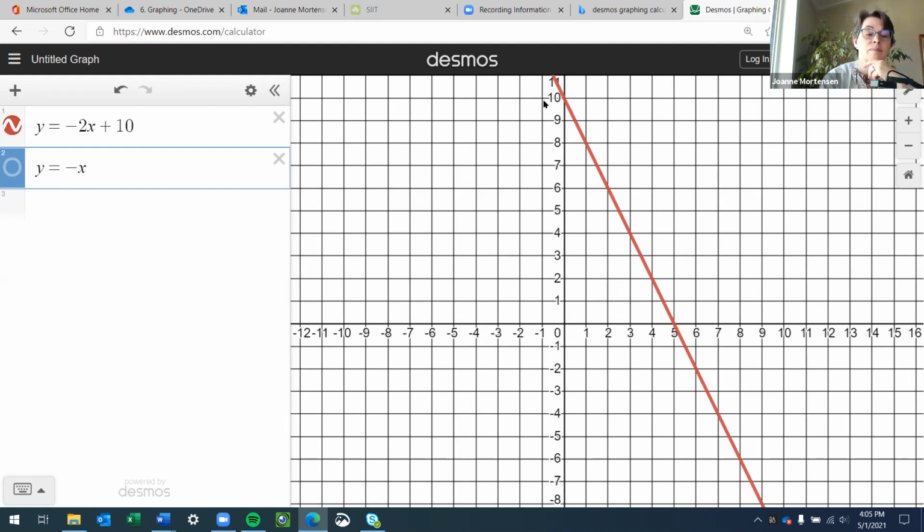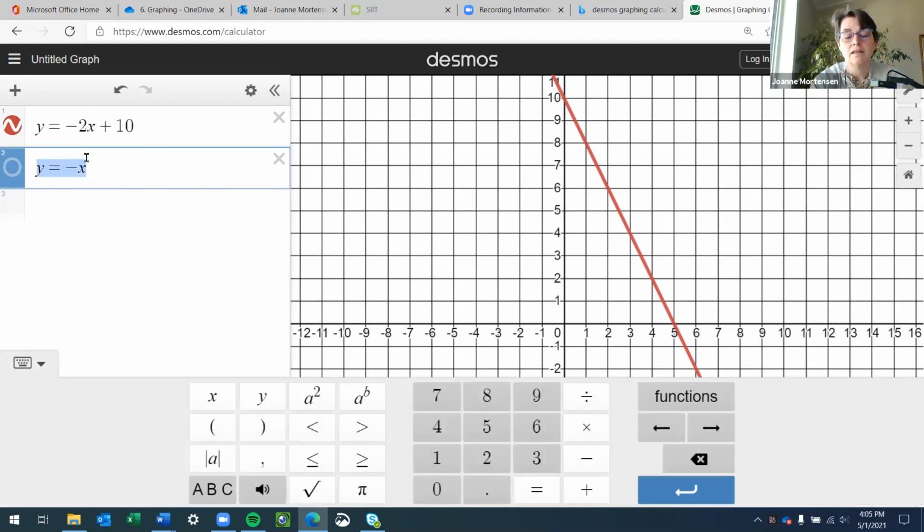And I like it because it doesn't matter what format your line is in. So even if you have, I'm not going to do one off the graph.